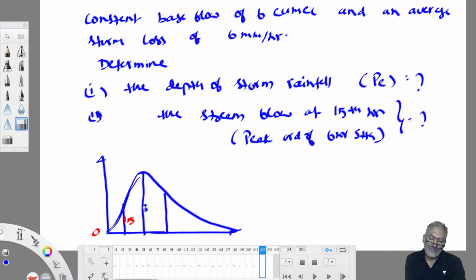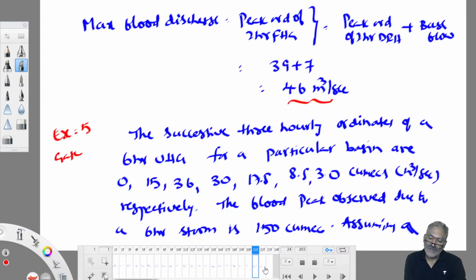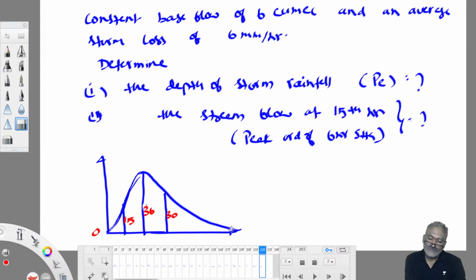36 this is, 30, then 3 more are there now: 17.5, 8.5, 3. So this is 17.5, 8.5, 3 and 0. Not to scale. Like this he has given the ordinates.